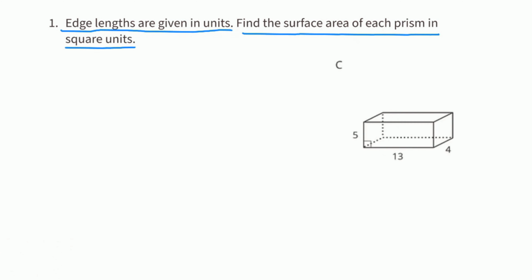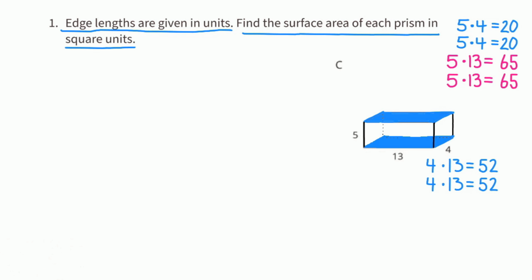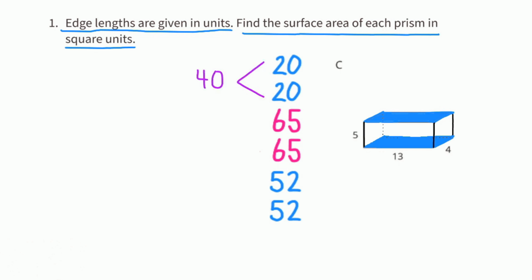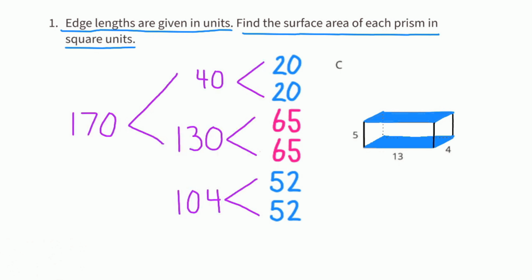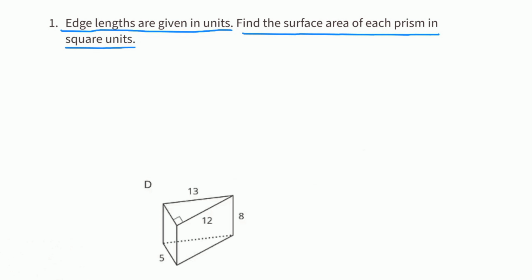Prism C. The dimensions for these two sides are 5 by 4. Each of their surface areas would be 20 units squared. The dimensions for these two sides are 5 by 13. Each of their surface areas are 65 units squared. And the dimensions for these sides are 4 by 13. So their surface areas will be 52 units squared. Add up the surface areas for each of the sides, and you'll have the surface area for the entire prism. The surface area for prism C is 274 units squared. Prism D.